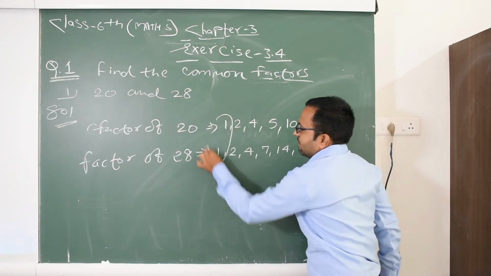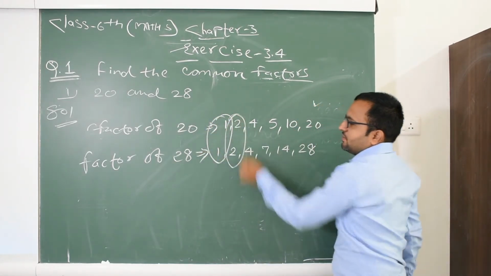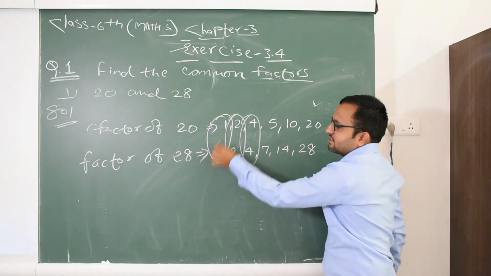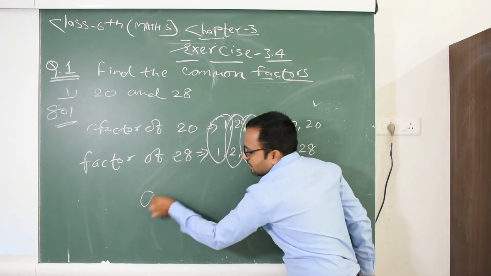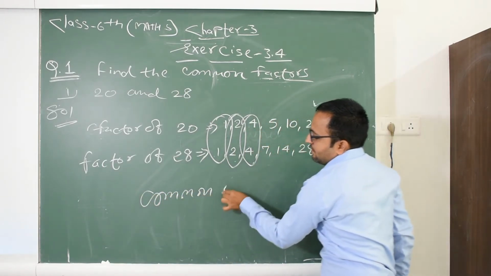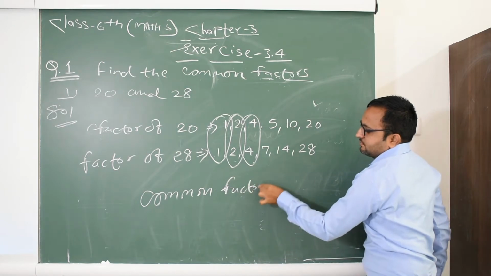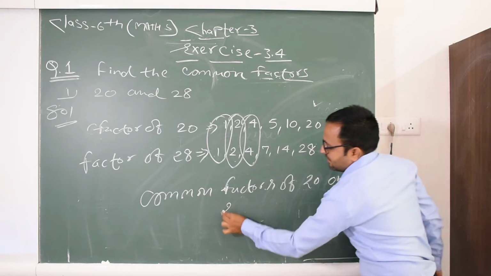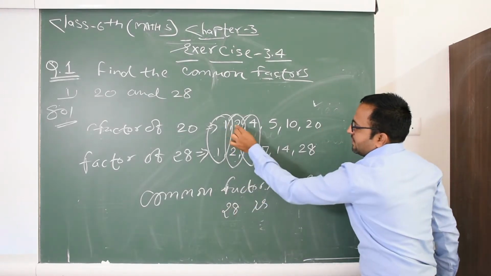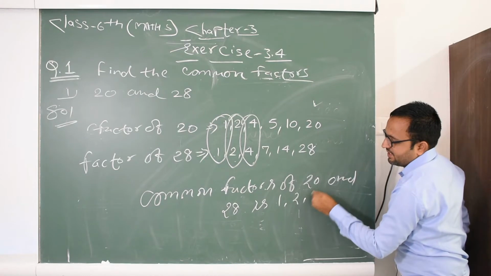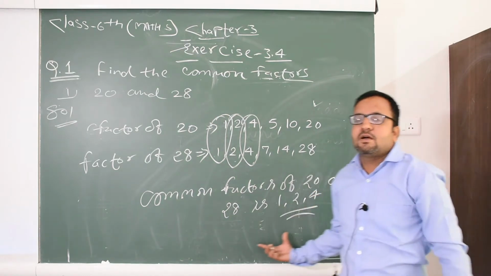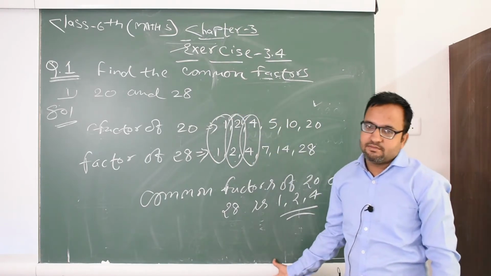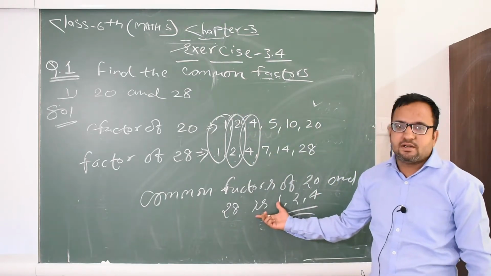So 1, 2, 4. Okay. So these are the common factors. So your answer will be: the common factors of 20 and 28 are 1, 2 and 4. So this is the procedure of finding the common factors of particular numbers. Okay. So it will be your answer.